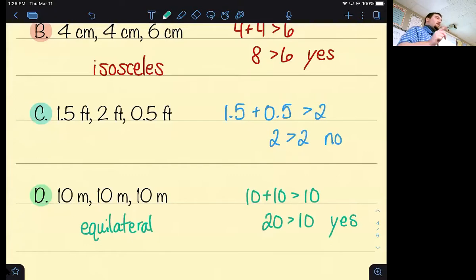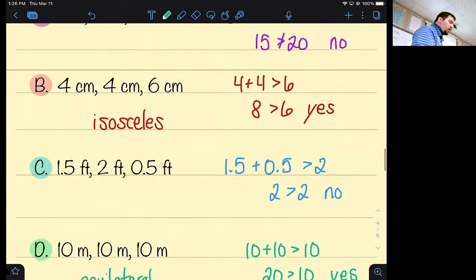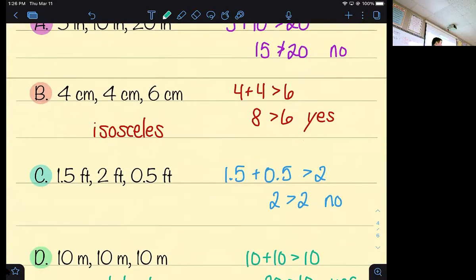Do I know what the angle measures are of this equilateral triangle? Yes, because if it's equilateral, it's also equiangular, and they're all going to be 60 degrees. Do I know what the angle measures are of this isosceles triangle? No, not without more information. I know 2 of them will be the same, but I don't know what the third one is, the obtuse angle, or maybe it's not even obtuse. It could just be slightly larger, but I don't know enough information about it.